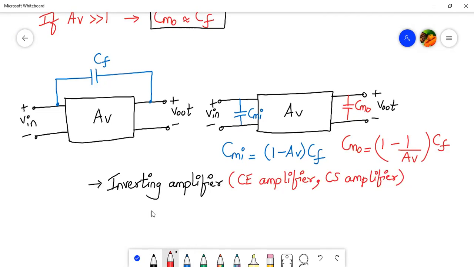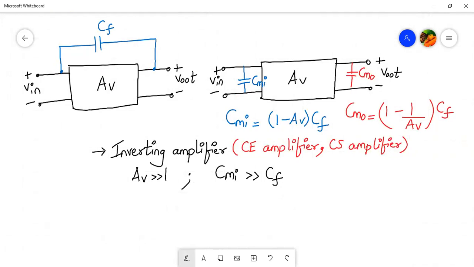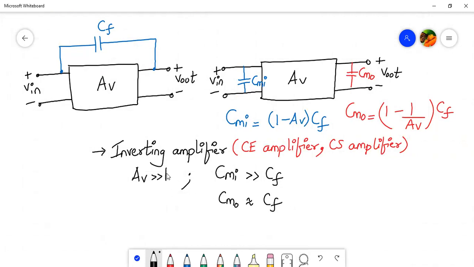So we have an inverting amplifier, and for an inverting amplifier the gain magnitude is much greater than 1. So what can we conclude over here? That CMI is very much greater compared to CF because the gain is negative. Let's say that the AV value is minus 100. So 1 minus minus 100 gives 101 times CF. So definitely my input Miller capacitance is much, much higher than the feedback capacitance. And also CMO is approximately equal to CF if my gain value is very much larger compared to 1, because 1 upon the gain becomes negligible. So if the gain AV is large, then CMO will be approximately equal to CF.